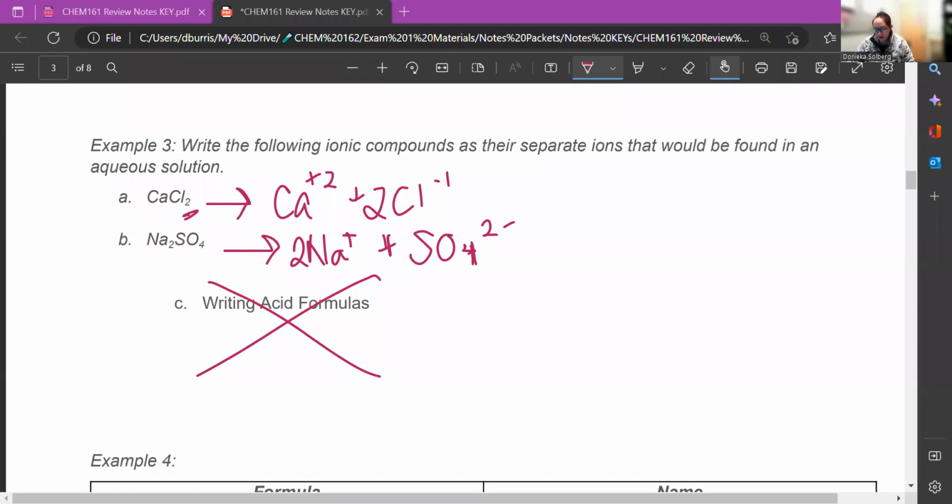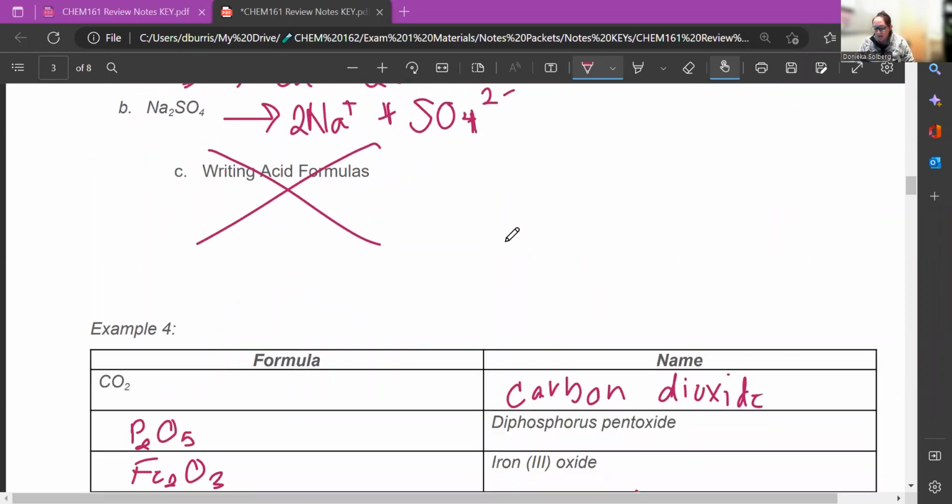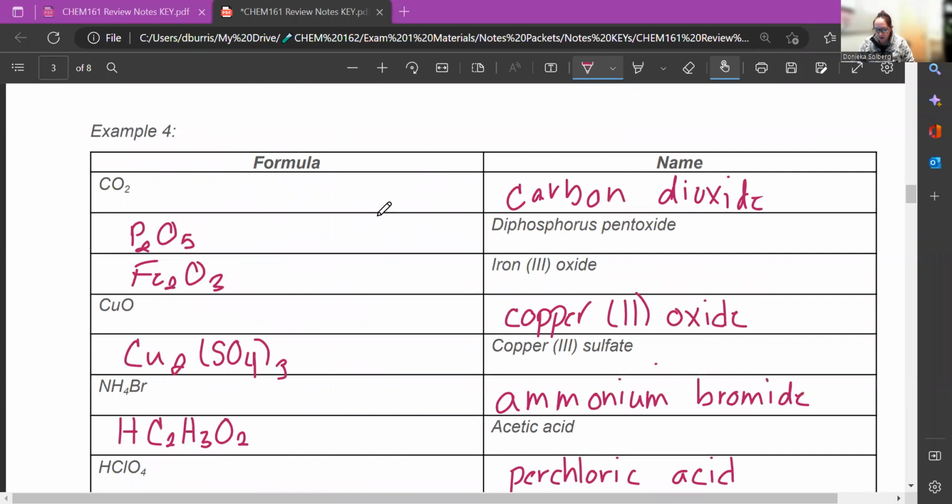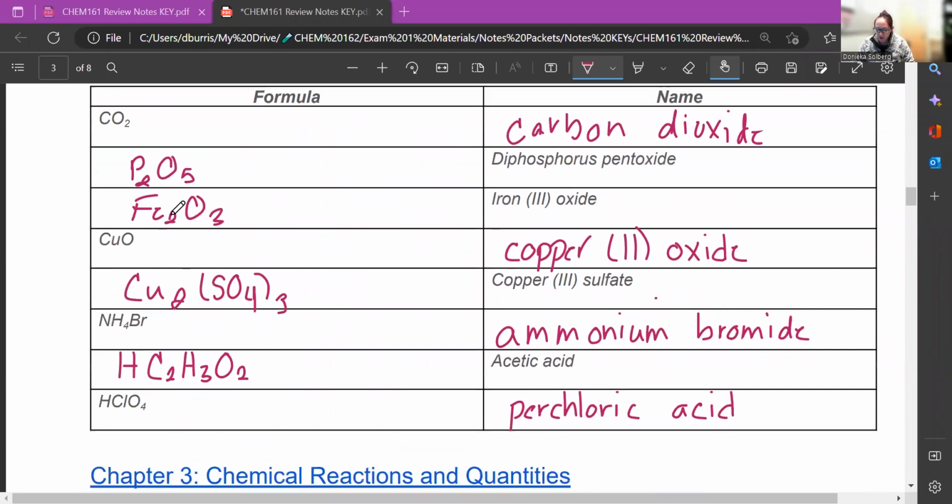You should have gotten 2 sodiums and 1 sulfate ion here. Notice I did keep that 4 subscript because it's part of the polyatomic ion. That shouldn't change. And then you should check your answers here. I got carbon dioxide, P2O5, Fe2O3, copper(II) oxide, because if you check your charges, oxygen is -2, so copper had to have been +2.